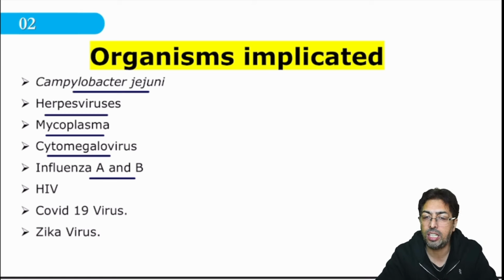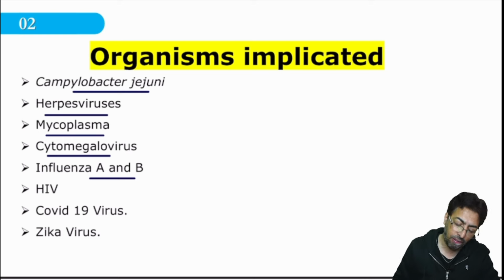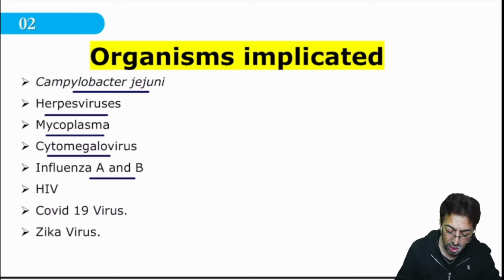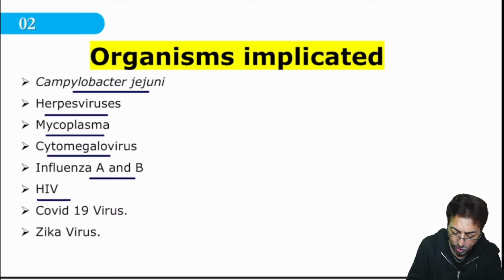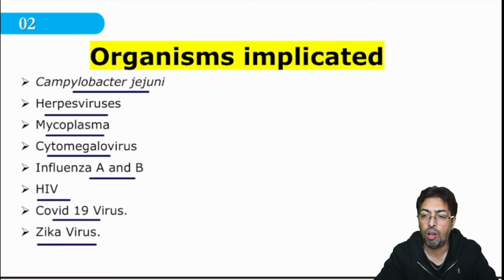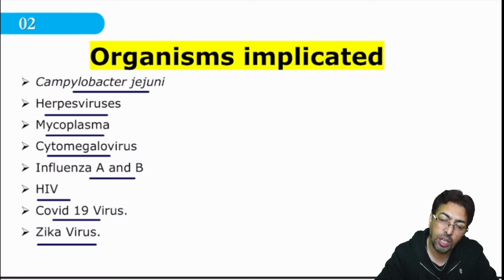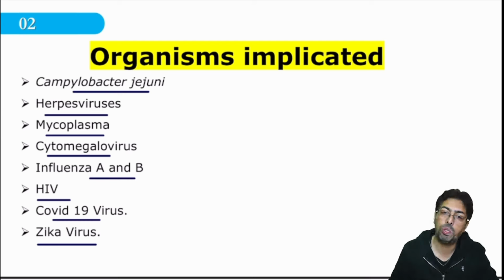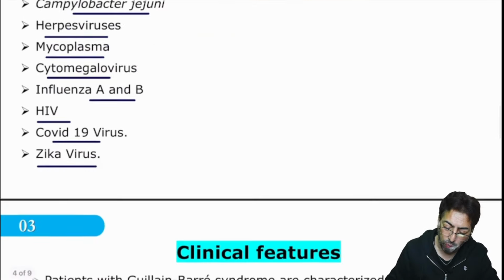But lately it has been found important, and has been asked in the questions from the last few years, that the HIV virus, the COVID-19 virus, and the Zika virus, these three, HIV, COVID-19, and Zika, are the recent associations found to be implicated in causation of Guillain-Barré syndrome. So that is very important. This set of organisms is most frequently associated with the causation of Guillain-Barré syndrome.